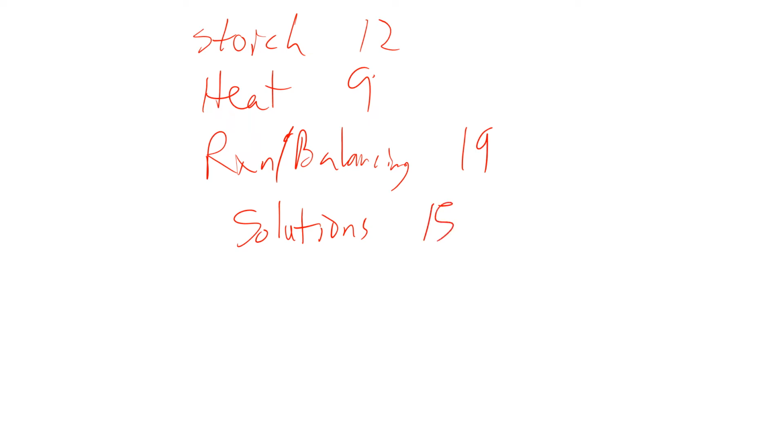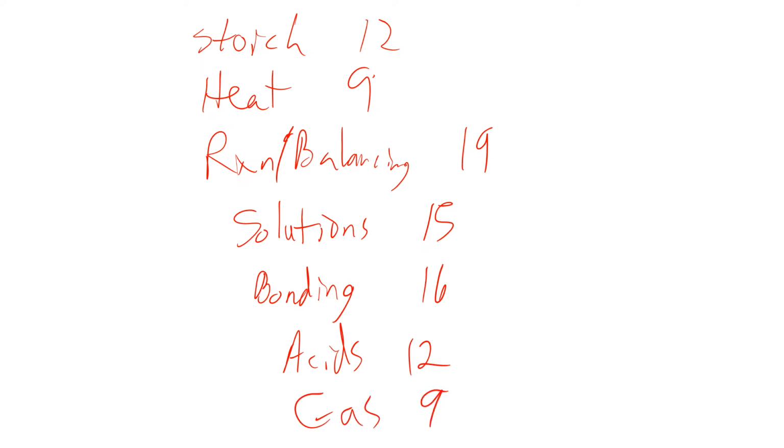Solutions, 15 questions. Bonding, so ionic, covalent, molecules versus formula units, all that kind of stuff, 16. Acids and sort of some unit X with equilibrium and whatnot, 12. And then gases is a low 9. So that's that.